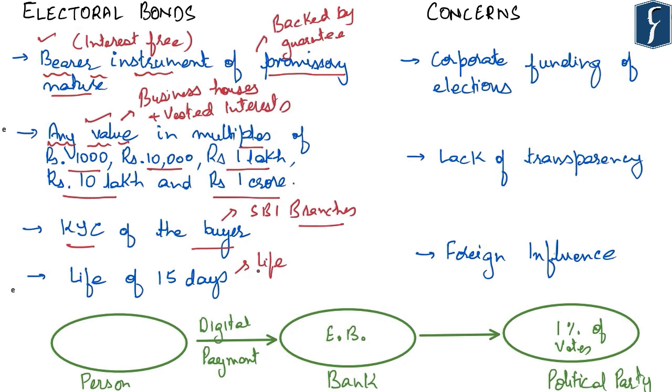Now just try to understand how this entire mechanism will work. Suppose this is a person or an institution which makes a digital payment after KYC, and an electoral bond is issued by the bank, in this case SBI. This bond can be transferred to political parties. There is one restriction: only those political parties can receive funding through electoral bonds who have received at least 1% of the vote in the election.